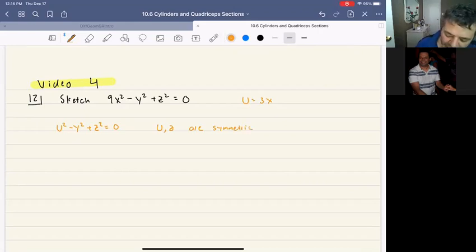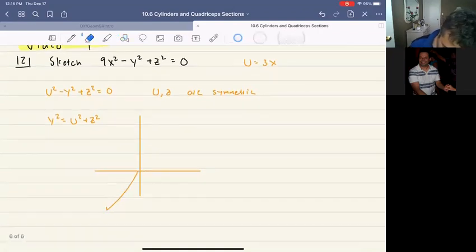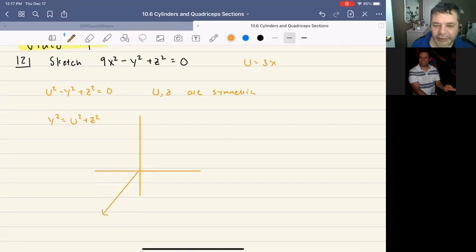Okay, so I'm going to graph first y squared equals u squared plus z squared. What is that? That's a cone, right? That's a cone. Y is sort of the special one.